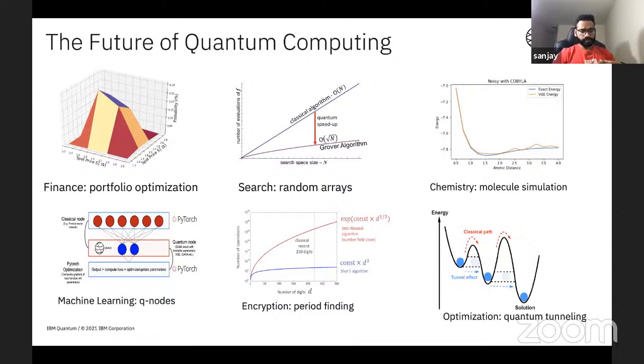Second is search. If in a database I have 10 numbers, from 1 to 10, and I want to search for the number 10, and the number is at the bottom of my array, it will take O of N runtime, right, in a classical system. But in quantum computing, we have an algorithm called Grover's algorithm, which is used to search for something in an array. The runtime from a classical system is O of N, but using Grover's algorithm, we can get O of square root of N. It's a quantum speedup that we get for search. So it has an application in searching for random items.